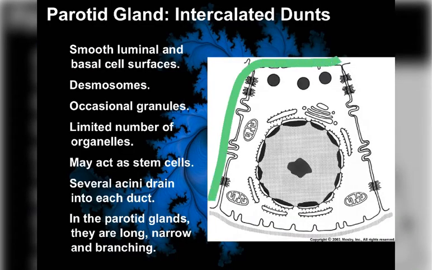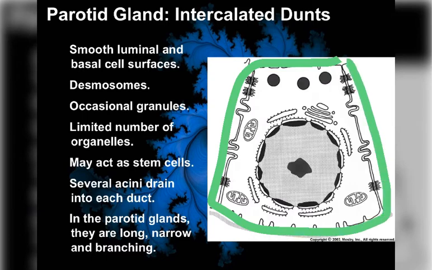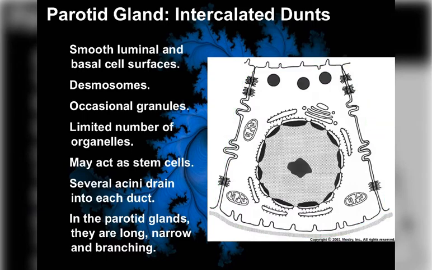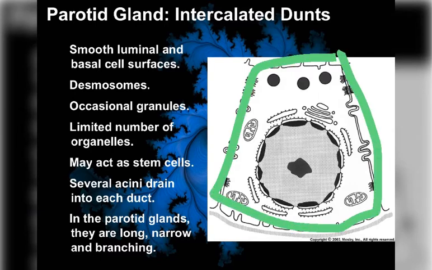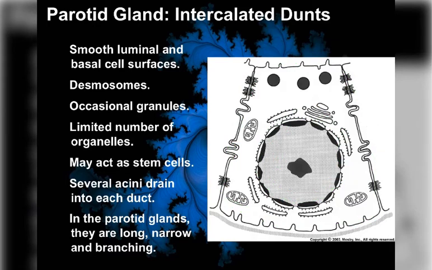This is the cell that makes the lumen of the intercalated duct. The cells look like this. See, most of the cell is occupied by the nucleus. Smooth luminal and basal surfaces, meaning no microvilli and no enfoldings. Desmosomes between the cells, occasional granules, limited number of organelles.